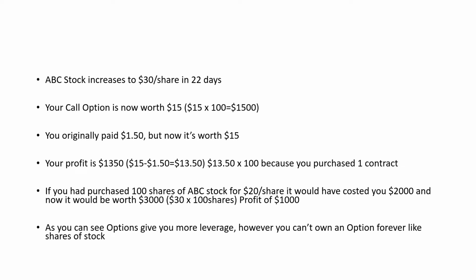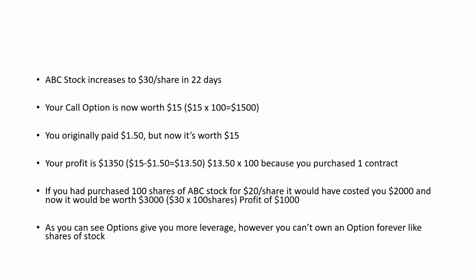And remember, we're talking about one contract. So that's 15 times 100, and it's equivalent to $1,500. So now your call option is worth $1,500. And remember, you originally paid $1.50, which means $150, but it's now worth $15. So your profit at this time is $1,350. How do we come up with that?